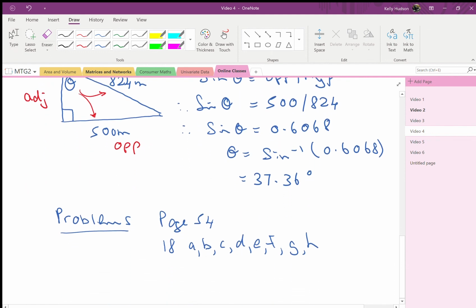So would you please have a look at the problems on page 54, practice some of those using your inverse keys, decide which one of the trig ratios it belongs to, substitute the values in, and then work out the size of the unknown angle.